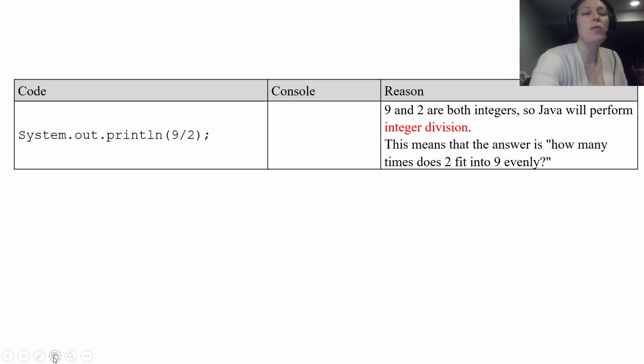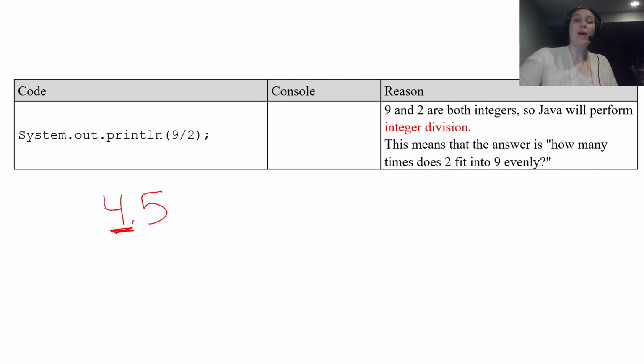Okay, so when we had our 4.5 here, the 2 went into 9 4 times, right? 2, 4, 6, 8, 4 times. And then there was a leftover piece, okay? There's 1 left over, and then 1 divided by 2 is 0.5. Okay, so that's how you get 4.5.